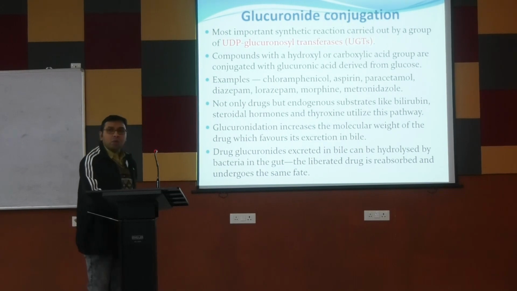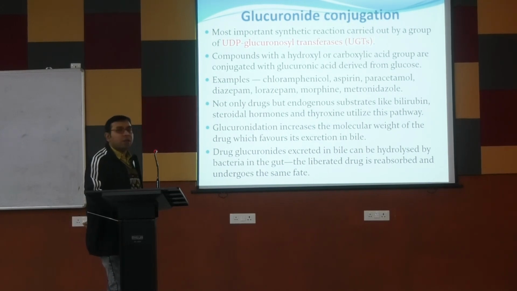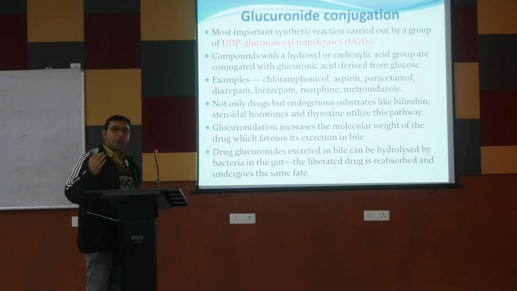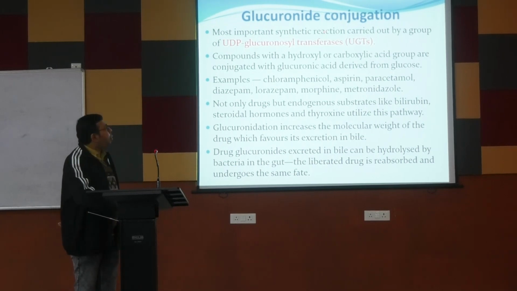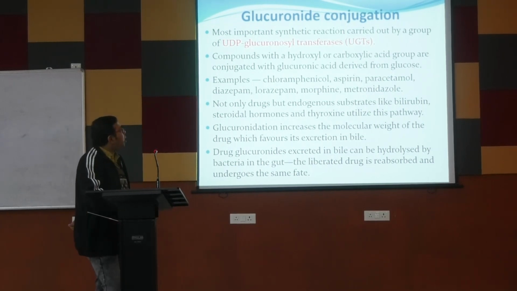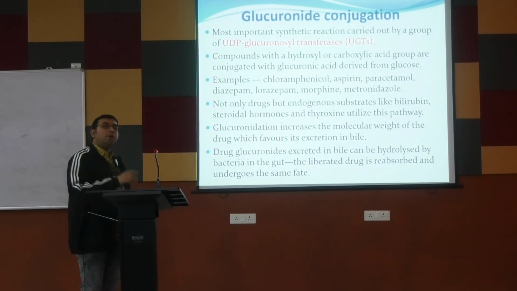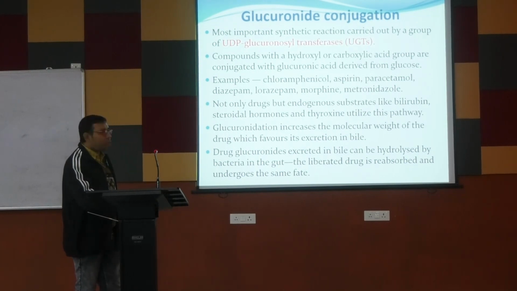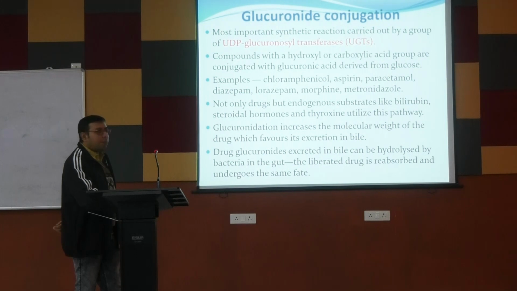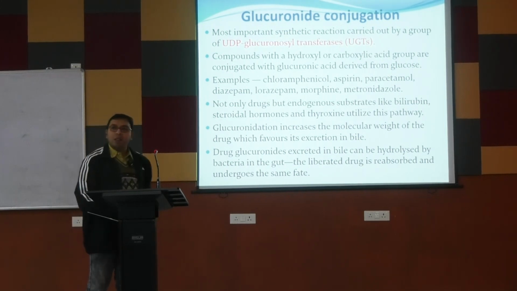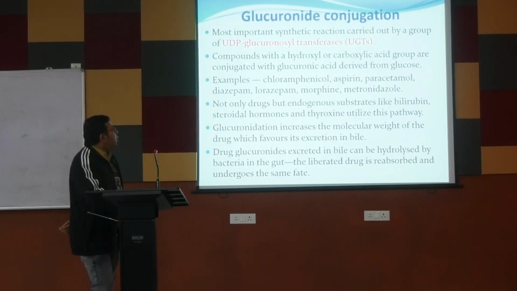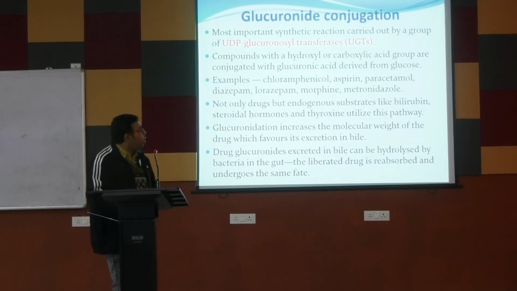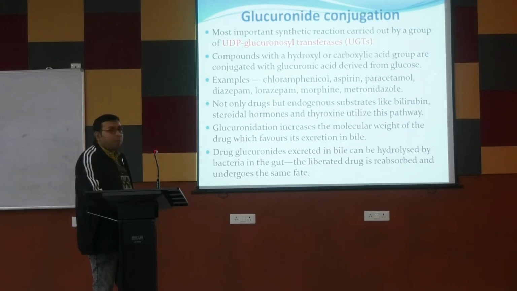So within the phase 2, the most important is the glucuronide conjugation or glucuronidation. This is also important for your exam. So the most important synthetic reaction is carried out by a group of UDP-glucuronosyltransferases. So in the phase 1, oxidation is the most important. In the phase 2, glucuronide conjugation is the most important. And it is done by the UDP-glucuronosyltransferase enzyme. Compounds with a hydroxyl or carboxylic acid groups are conjugated with glucuronic acid derived from glucose.